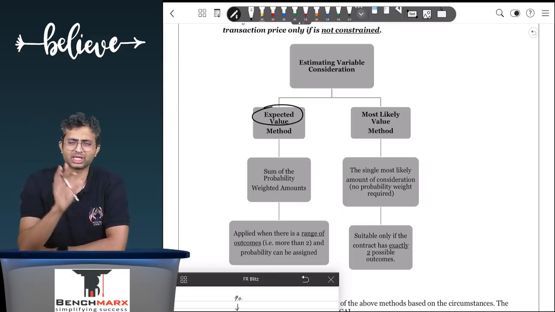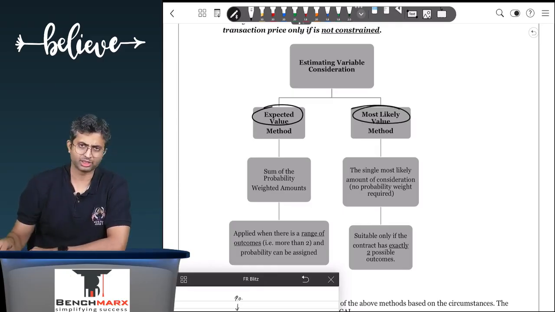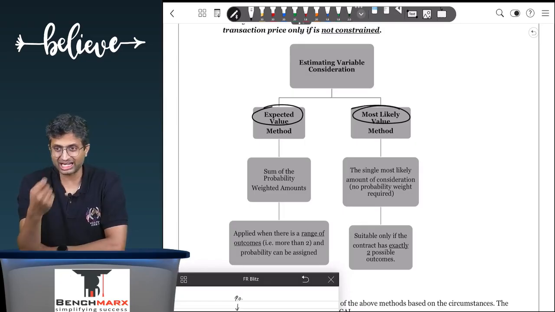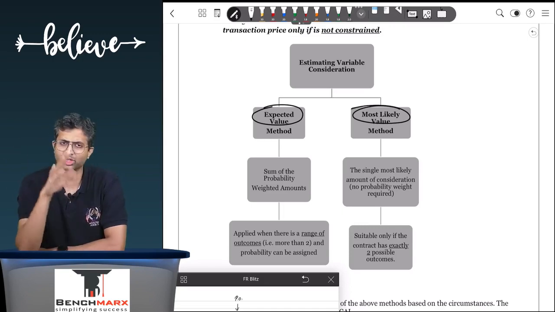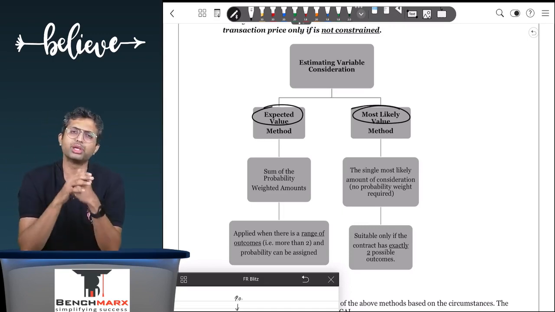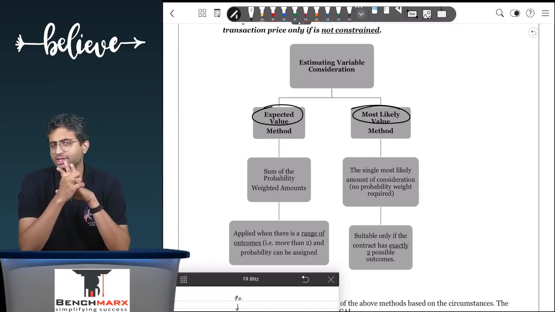Typically, ICAI suggests you do this when there are more than 2 outcomes. Or the most likely value method, where you have exactly 2 outcomes. That is, if you get a gold star rating, you will get a bonus. If you don't get the gold star rating, you will not get a bonus. There's an 80% chance you get the gold star rating, in which case you will get the bonus. Then you don't need to do probability weighting. You will directly include the amount of bonus in such a case.